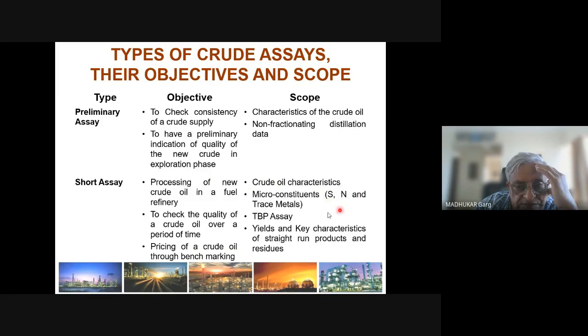We determine all the trace metals, sulfur, nitrogen. We actually run a complete TBP assay as well. And sometimes we do the yield for the various straight run products and their characteristics. This is a short assay. It is basically the kind of data that I just showed you earlier. So the complete TBP, complete crude oil characteristics like pour point, cloud point, whatever I had listed earlier, and also the impurity levels.